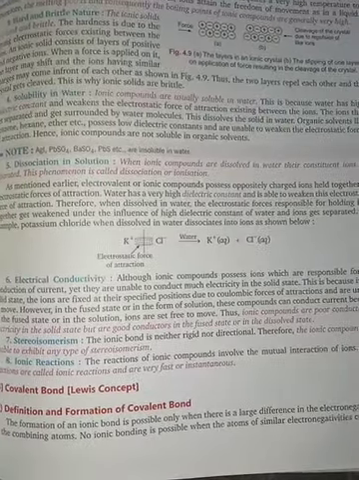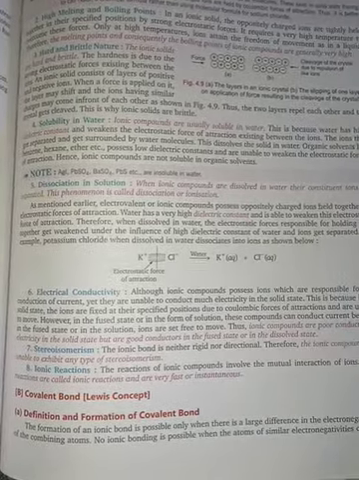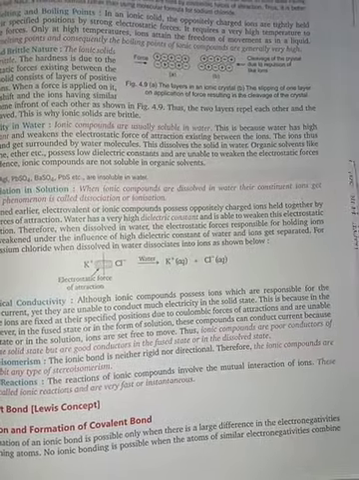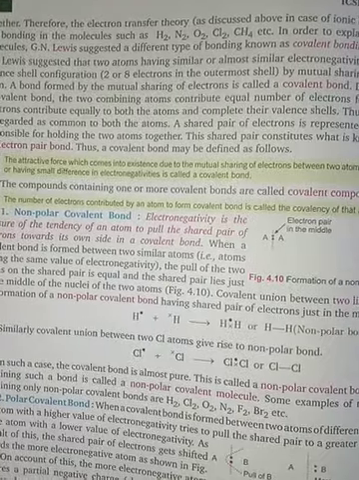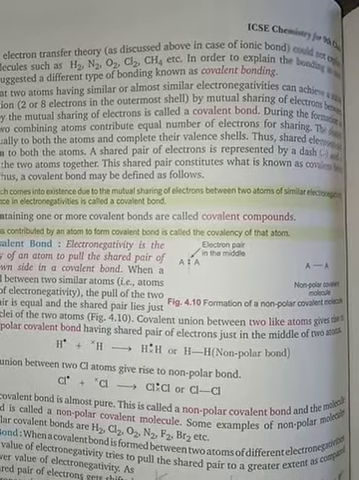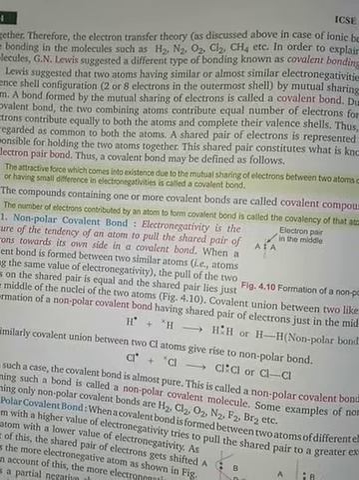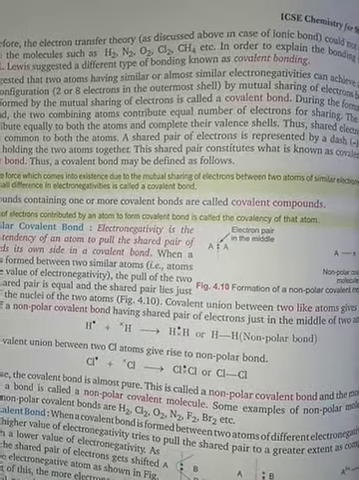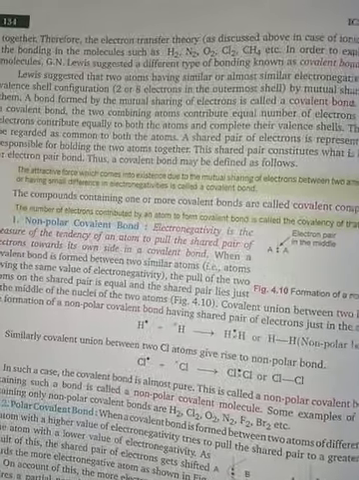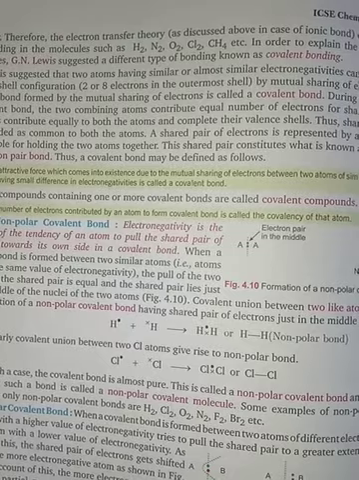The formation of an ionic bond is possible only when there is a large difference in the electronegativities of the combining atoms. No ionic bonding is possible when atoms of similar electronegativities combine. Therefore, the electron transfer theory, as discussed earlier, could not explain the bonding in molecules such as hydrogen, nitrogen, oxygen, chlorine, methane, etc. In order to explain the bonding in such molecules, G. N. Lewis suggested a different type of bonding known as covalent bonding.